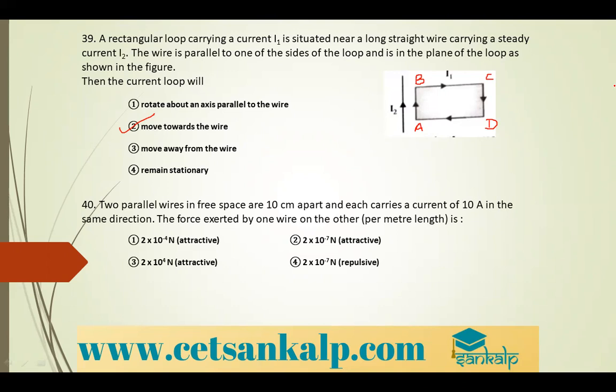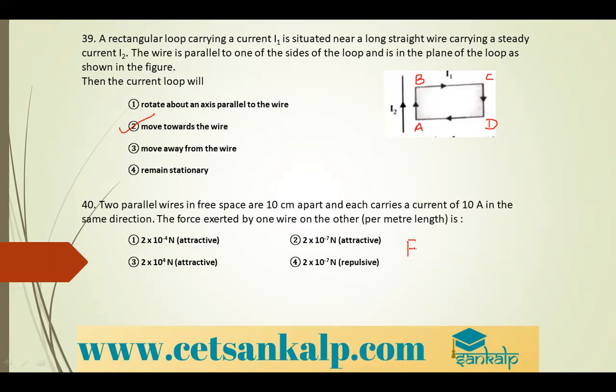The two parallel wires in free space are 10 centimeter apart, and each carries a current of 10 ampere in the same direction. The force exerted by one wire on the other is, ಅಂದರೆ ಪರ್ ಮೀಟರ್ ಅಂತ ಇದೆ. ಫಾರ್ಮುಲಾ ಯಾವ್ದು ತಗೊಂತೀವಿ ನಾವು?